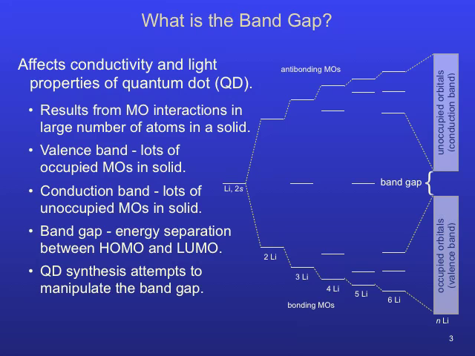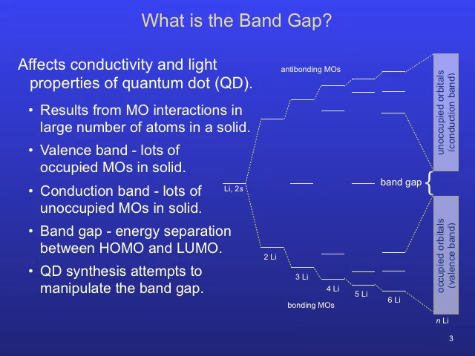Eventually, the MOs in the occupied orbitals, as well as the orbitals in the unoccupied ones, are so close in energy that each is referred to as a band. The occupied orbitals are called the valence band, and the unoccupied ones the conduction band. The energy separating the highest valence MO from the lowest conduction MO is called the band gap.